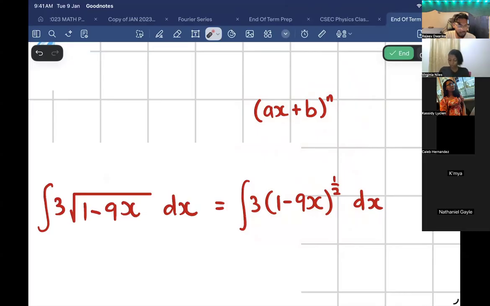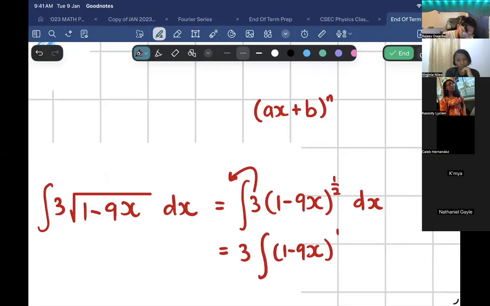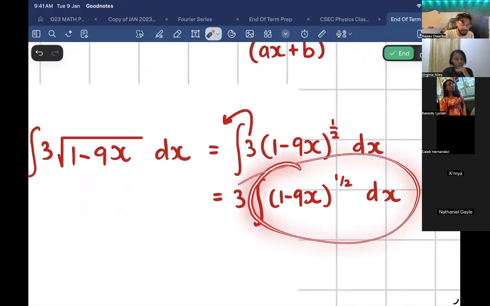A half. Good. Now you see this little 3 on the inside? Pay it no heed. If you want to make your life simpler, 3 is being multiplied by the function that you're trying to integrate. So you could take that 3 and put it on the outside, like so. In the next line, you could just say 3 integral of (1 minus 9x) to the power of a half dx. And Cassidy, now we can integrate this like normal.